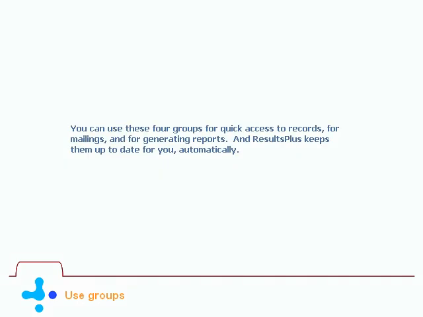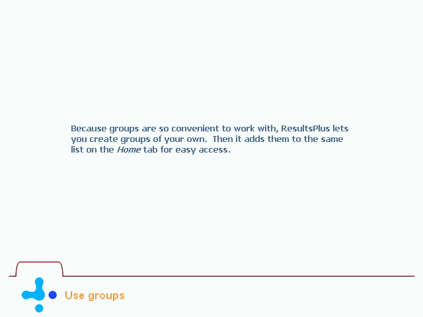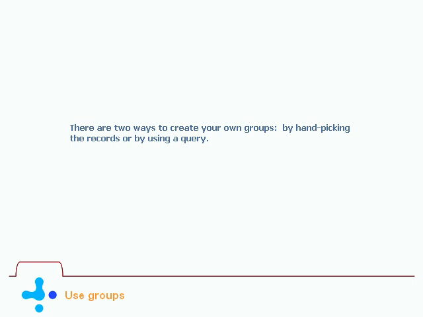You can use these 4 groups for quick access to records, for mailings, and for generating reports, and ResultsPlus keeps them up to date for you automatically. Because groups are so convenient to work with, ResultsPlus lets you create groups of your own. Then it adds them to the same list on the Home tab for easy access. There are 2 ways to create your own groups, by hand-picking the records or by using a query. We'll start by showing you how to hand-pick records to create a group.